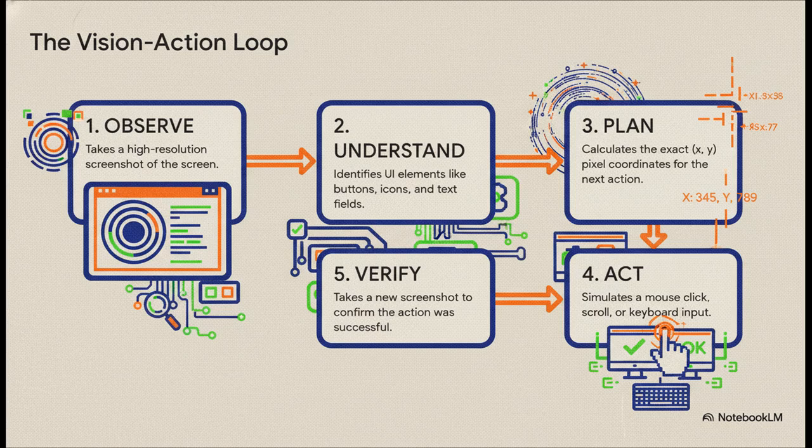And it all works because of this thing called the vision action loop. It's basically a 5-step cycle that repeats over and over. First, it observes. It literally takes a screenshot of your screen. Then, it has to understand what it's looking at, figuring out that's a button, that's a text field. Step 3, it plans its next move, calculating the exact XY pixel coordinates. Then it acts, faking a mouse click or typing something in. And finally, and this part is absolutely crucial, it verifies. It takes another screenshot to see if what it did actually worked. Now, this whole deliberate loop has to repeat for every single click. And that has some pretty big implications, which we'll get to in just a minute.